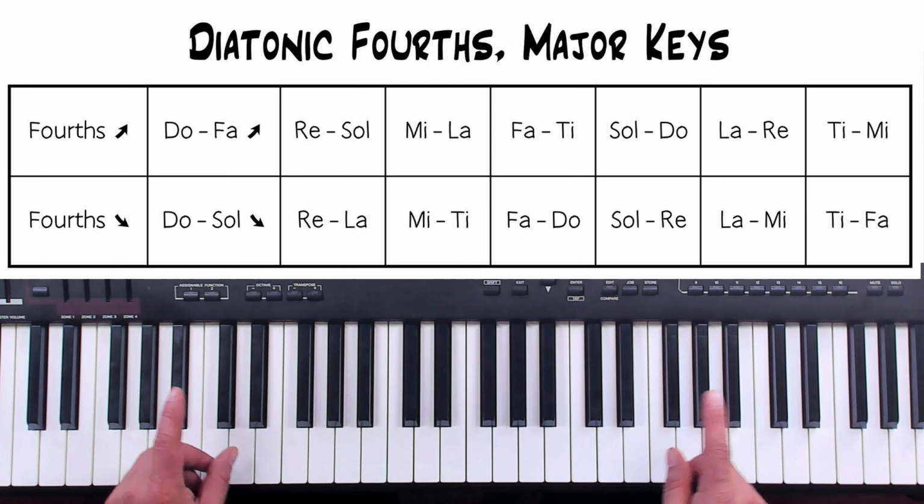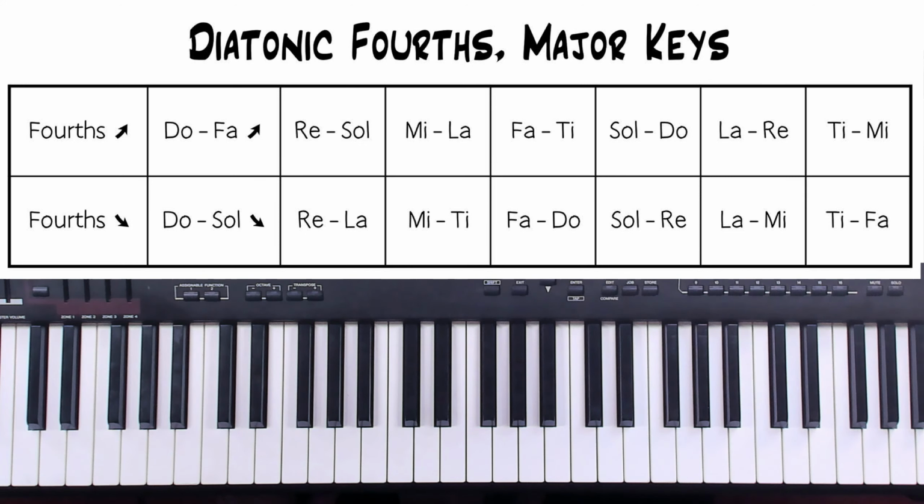Okay, today we're gonna sing diatonic fourths. We have the upper row, diatonic fourths ascending: do, fa, re, sol, mi, la, fa, ti, sol, do, la, re, ti, mi. We're gonna start with the top row today, and next week we're gonna do the bottom row. We're gonna do descending: do, sol, re, la, mi, fa, do, sol, re, la, mi, ti, fa. Okay, so we're gonna start with the first box.